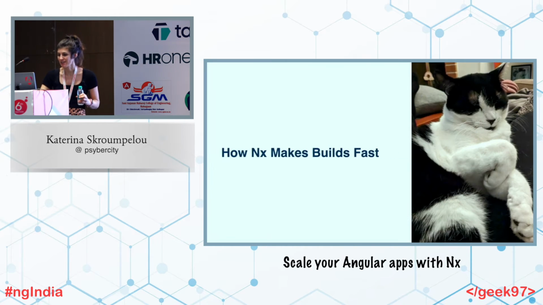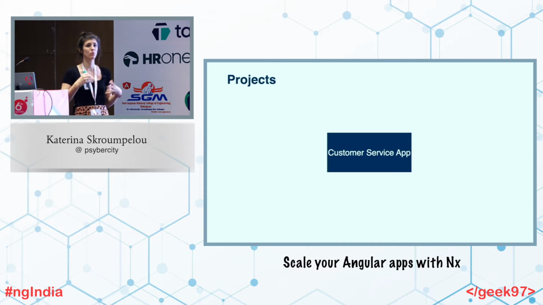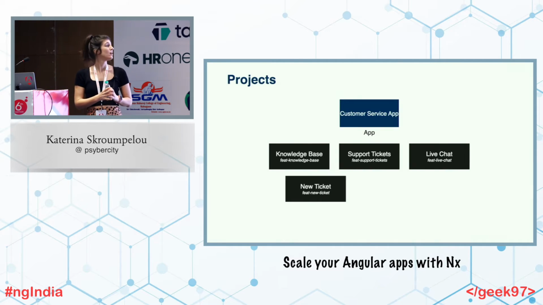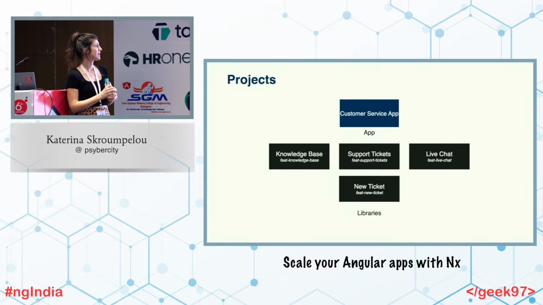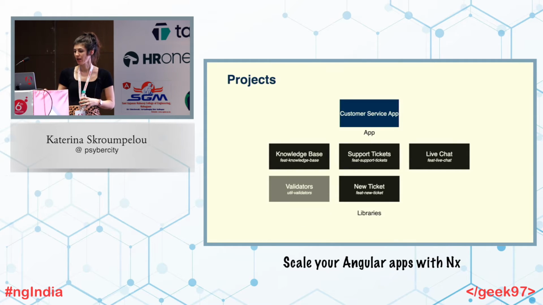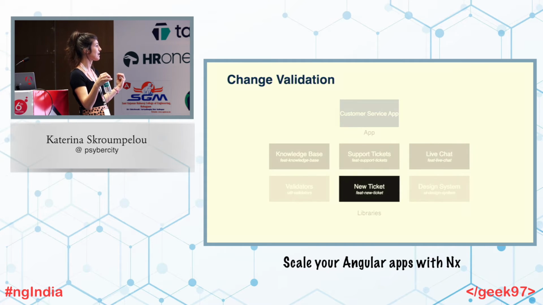Okay, so now let's take a look at a real life example of what an organization may have. Say your organization has a customer service application. And for your customer service application, you have some libraries. For example, a knowledge base library, a support tickets library, a live chat library, and a new ticket library. Also, let's say that you have two libraries that are shared amongst each other, the validators and the design system libraries.